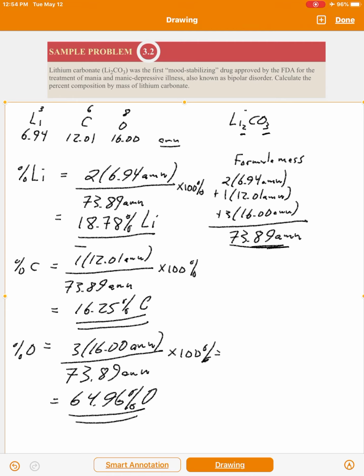Okay, so there's our 3 answers. We're going to do a little check. There's only 3 elements in the compound, so the sum of their percentages added together should be pretty close to 100. So the first one was 18.78. That was the lithium. The second one was 16.25. That was the carbon. And the third one was 64.96.